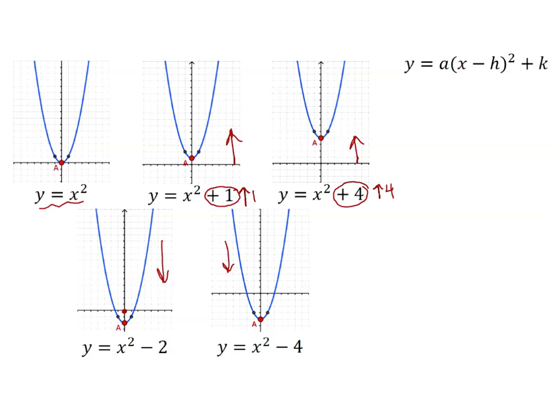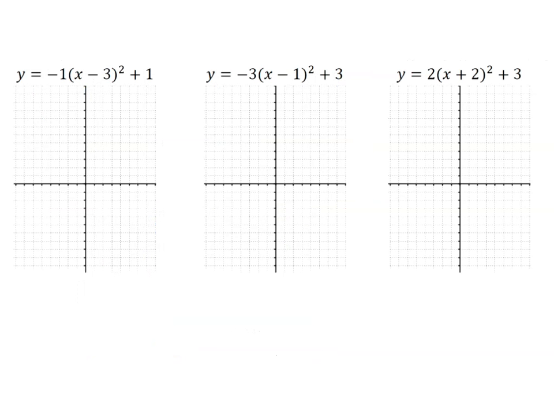So here's where my vertex started, right, in the original. So it shifted down 2. So this -2 ended up shifting me down 2. And this -4 shifted me down 4. So this last variable is going to tell me how many to shift up or down. All right, so let's practice it.